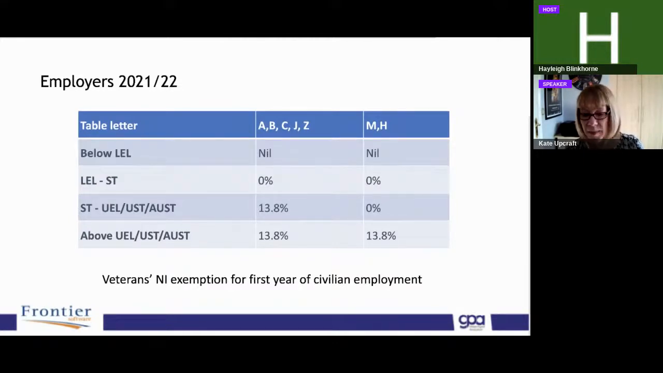It actually doesn't mean anything in payroll software as it stands, because it's not going to be an automated exemption. So employers who take on ex-armed forces veterans will have to pay the full national insurance and then make a reclaim of what they've paid after the end of the tax year, and we don't know what the mechanism for that will be at this point in time.